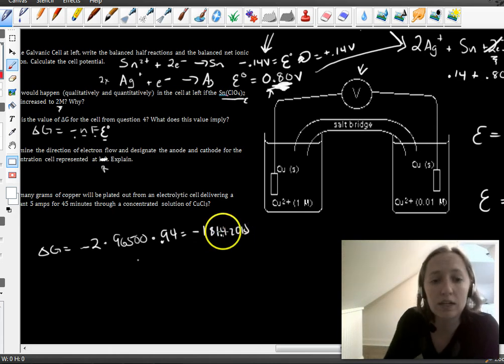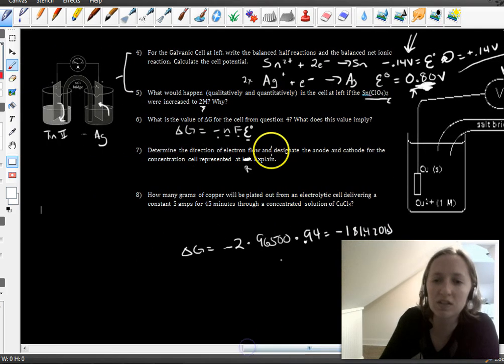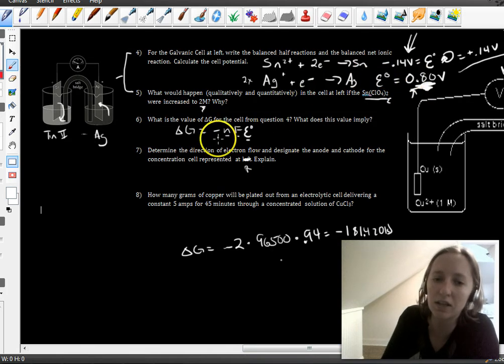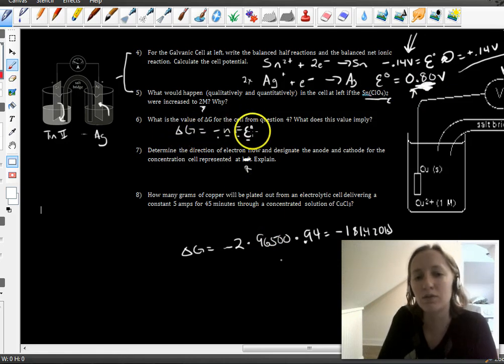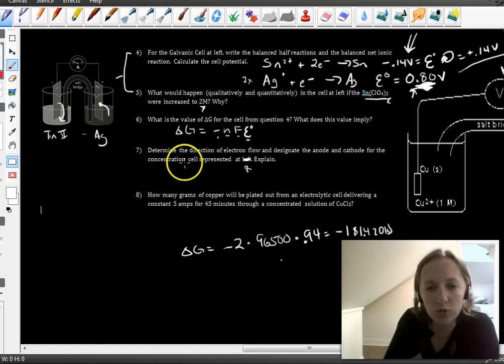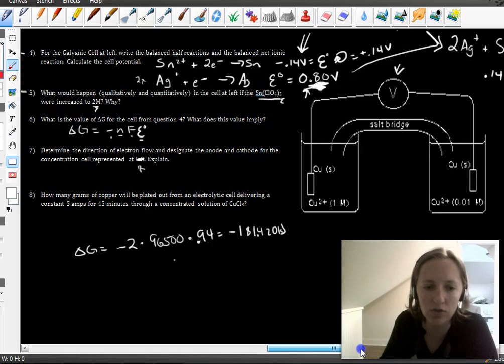That is pretty spontaneous, which makes sense. We should know that, right? Because this was spontaneous in terms of the electromotive force. It's spontaneous in terms of the delta G. But this allows us to convert units between voltage and joules. Cool, huh?